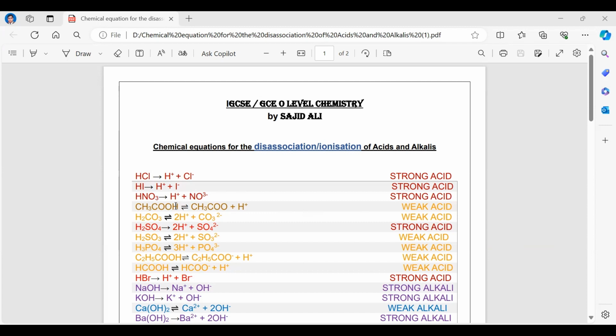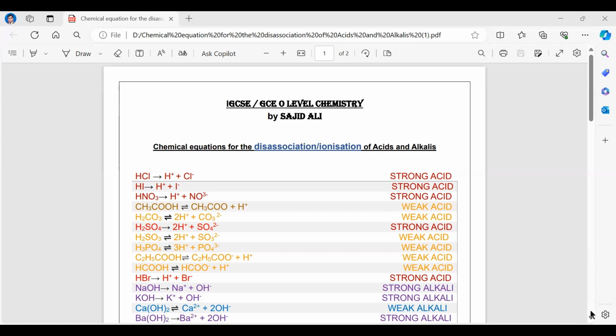Whereas a weak acid, for example ethanoic acid, dissociates partially into ethanoate ion and H plus ion. Ethanoate ion is a negative ion, okay? Same as here, carbonic acid that gives 2H plus ions and carbonate ions. It is shown with a reversible arrow, okay?